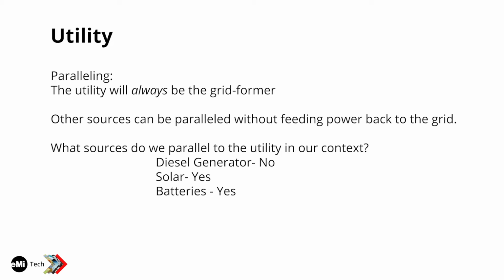And as far as what sources do we parallel to the utility in our context, diesel generators, we never parallel to the utility. It can be done. It is done in the US at times for peak shaving, but the utility has to emergency call you up on the phone and say, hey, we're struggling, turn on your genset and produce 100% power, and we're going to pay you this exorbitant amount because we're desperate, basically. And that never happens that we've seen in the developing world. So we're never going to parallel the diesel generator. Solar, yes, and batteries at times, yes. And that doesn't mean we're pushing power to the utility from the batteries, but it means we are paralleling with it to shave off some of that usage from the utility.